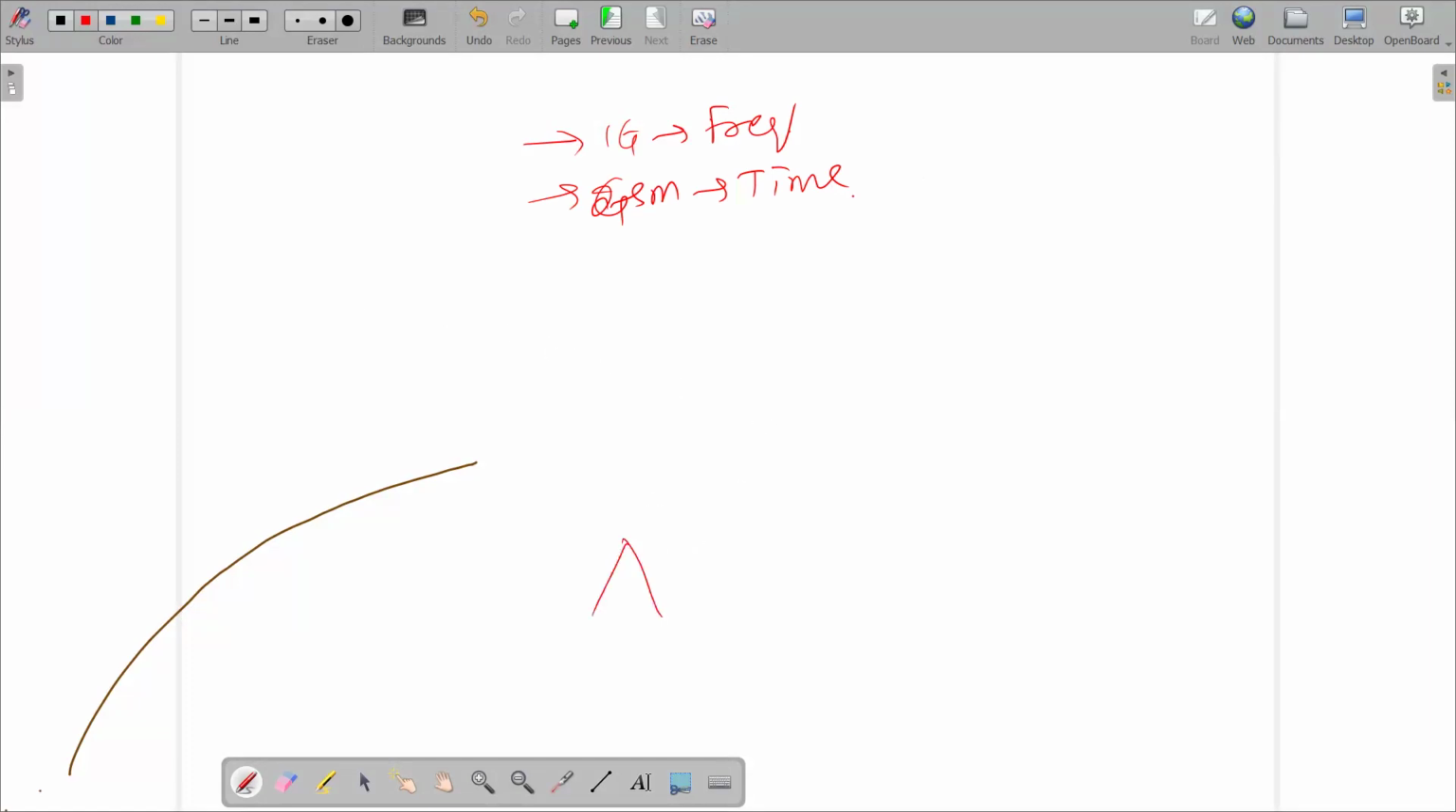For example, I am expecting this is my GSM base station, right? I was telling that 8 slots are available. What is the drawback? Can anyone tell me here? 8 slots are available, but only one user is there. And what is the drawback? 7 slots are wasted, right?